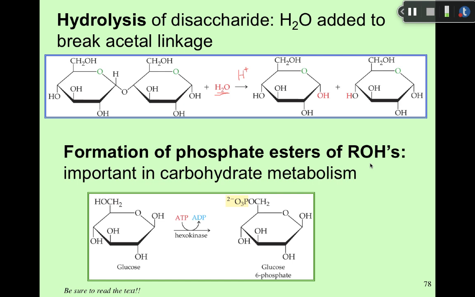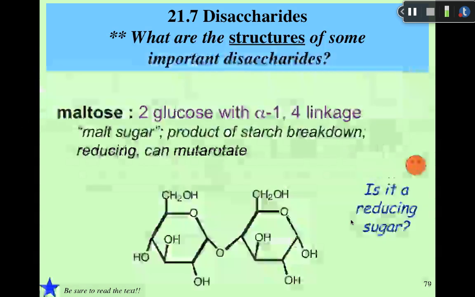There will be phosphate esters mentioned later. I'm not going to dwell on those at the time being. They're important to carbohydrate metabolism, but you will recognize the ester as the POC linkage when you cite it, as mentioned back in chapter 17. Okay, the important disaccharides that you need to be aware of are three.